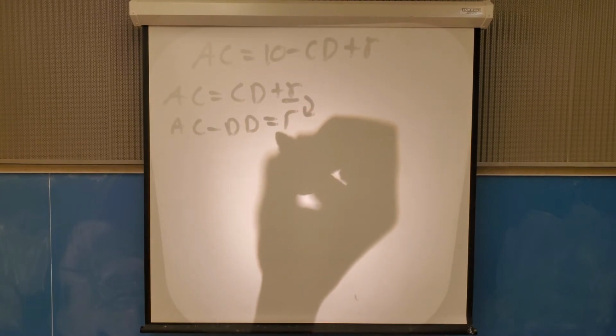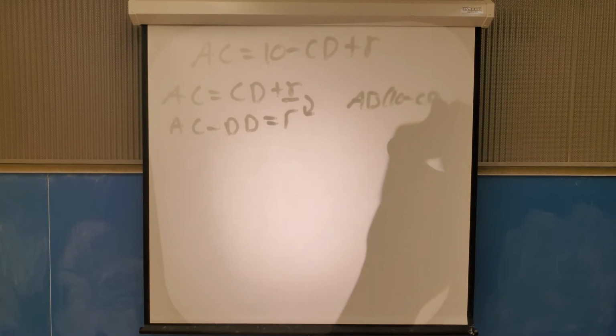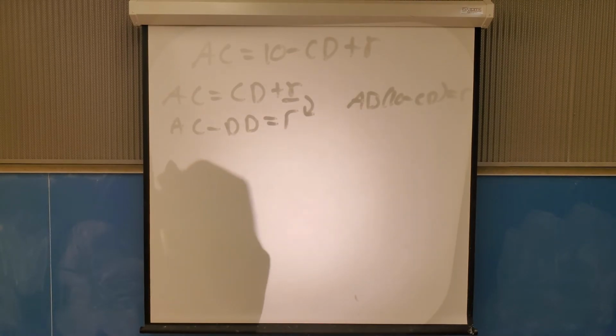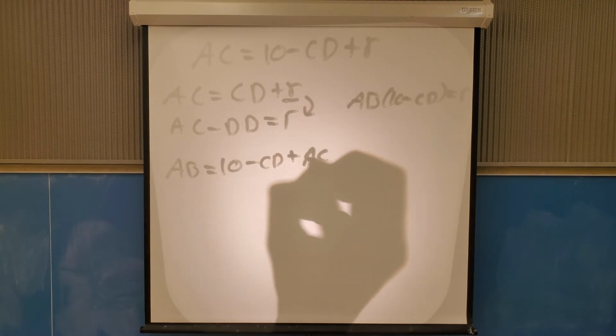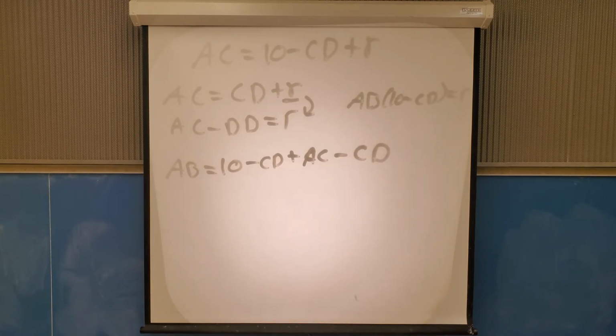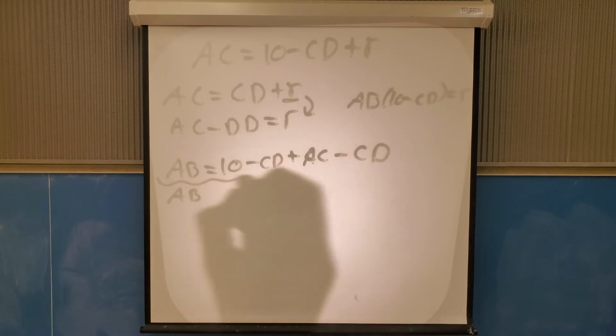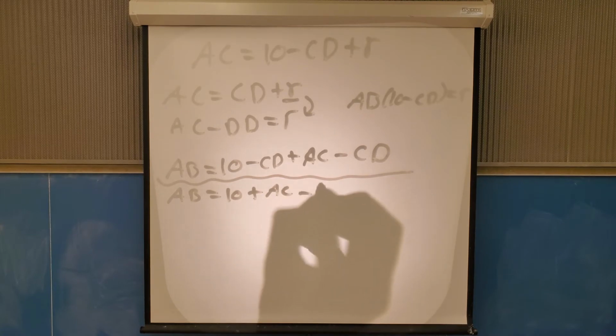Then plug the R into the AB equals 10 minus CD plus R equation. So we'll have AB equals 10 minus CD plus AC minus CD. Now that we have this, we're going to solve for CD. So AB will equal 10 plus AC minus 2 CD.